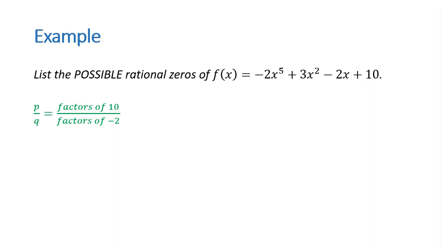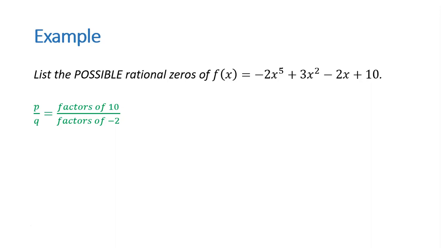So the next step is to determine what are the factors of 10 and what are the factors of -2. In other words, what integer numbers divide into 10 and into -2. Now, one thing we need to keep in mind is that both positive and negative versions of each integer divide into each of these numbers. So when we list out the factors, we're going to put a plus or minus in front of them to indicate that both the positive and the negative version are possibilities.